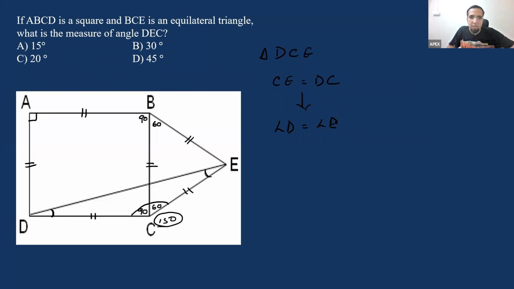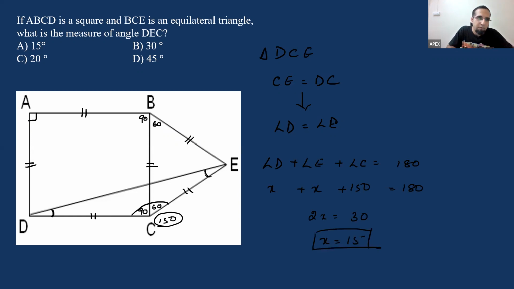Clear? If angle D is equal to angle E, and I know that the sum of the 3 angles, angle D plus angle E plus angle C, is equal to 180 degrees. If angle C is equal to 150, and I know these two angles are equal, I would take x plus x plus 150 is equal to 180, or we have 2x is equal to 30 degrees, or we have the value of x is equal to 15 degrees. So therefore, the answer for this question is going to be 15 degrees.